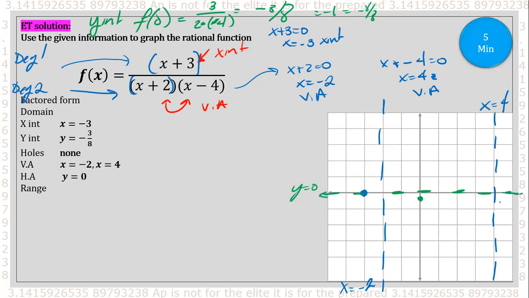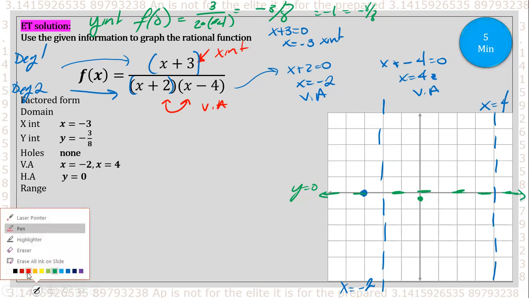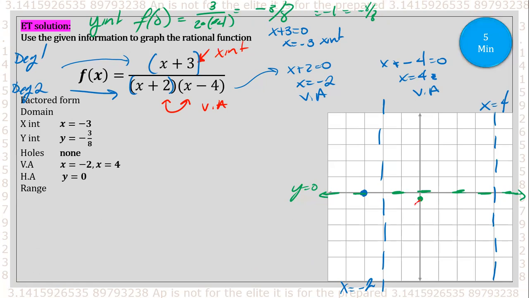Okay, so the only thing that I need you to know is that something's going to happen right there, right? Because we can have an x-intercept on a horizontal asymptote, but what I want you to know is that you can cross horizontal asymptotes. However, you cannot cross vertical asymptotes. Well, honestly, it's not that bad.